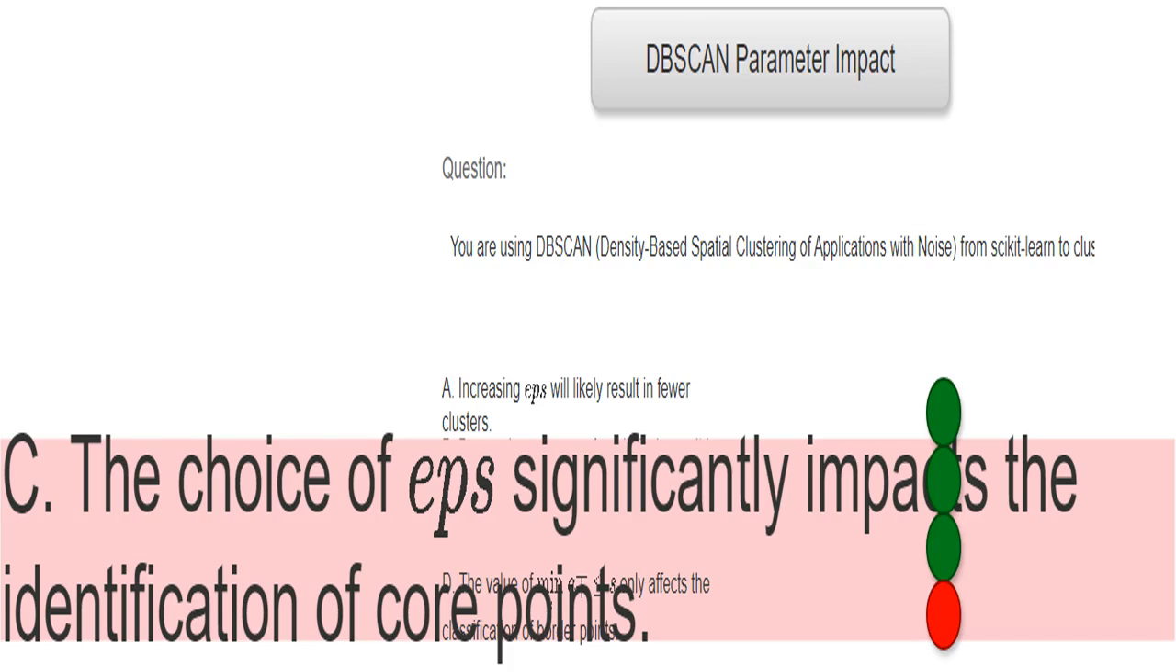Absolutely. The epsilon, eps, parameter is super important. It defines the radius around each data point. Points within that radius are considered neighbors. Core points need a minimum number of neighbors within that radius, and eps directly defines how big that radius is, therefore impacting core point identification.